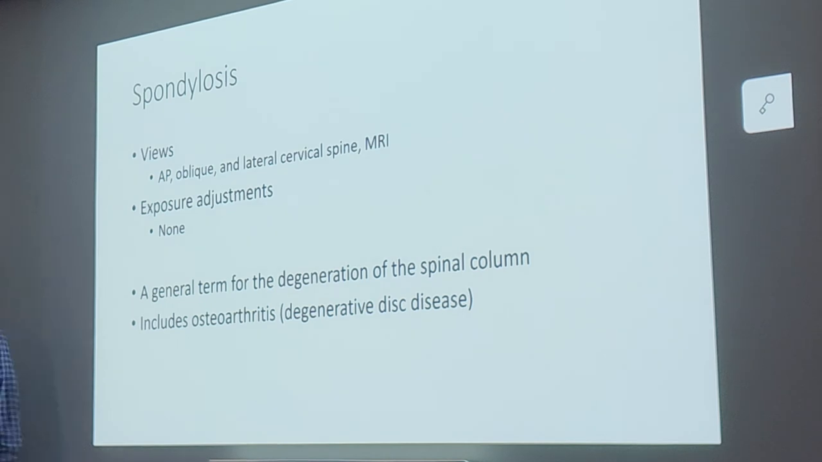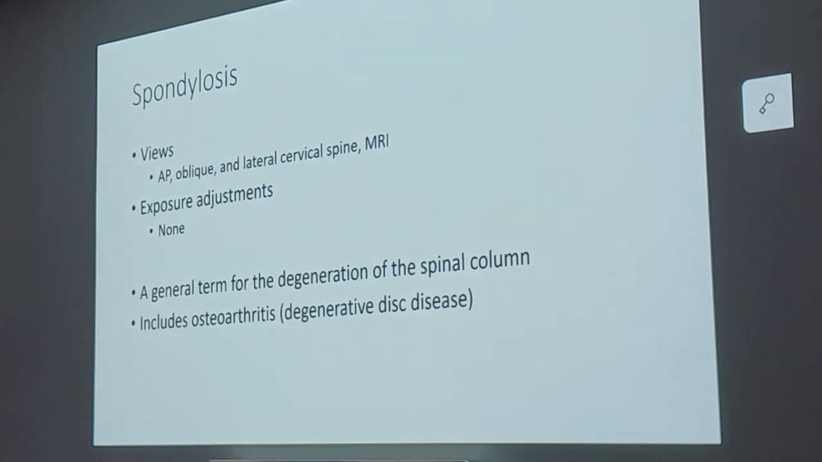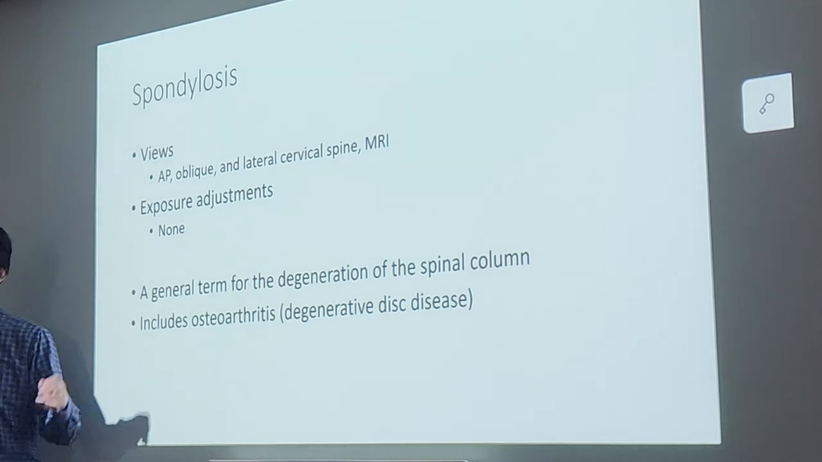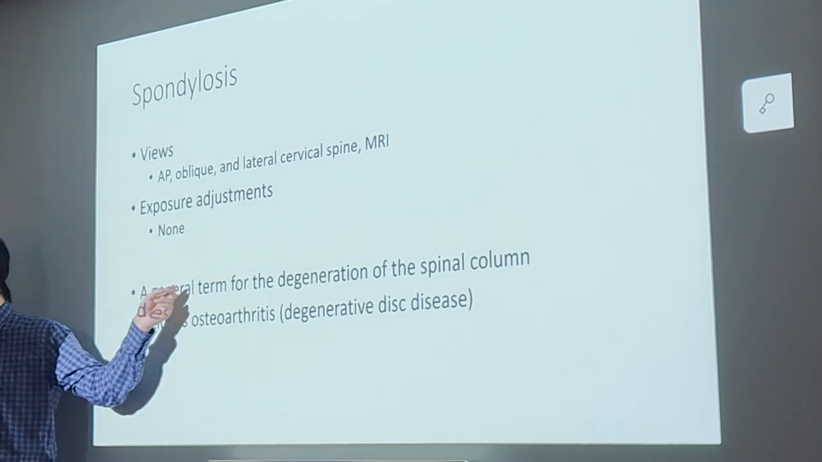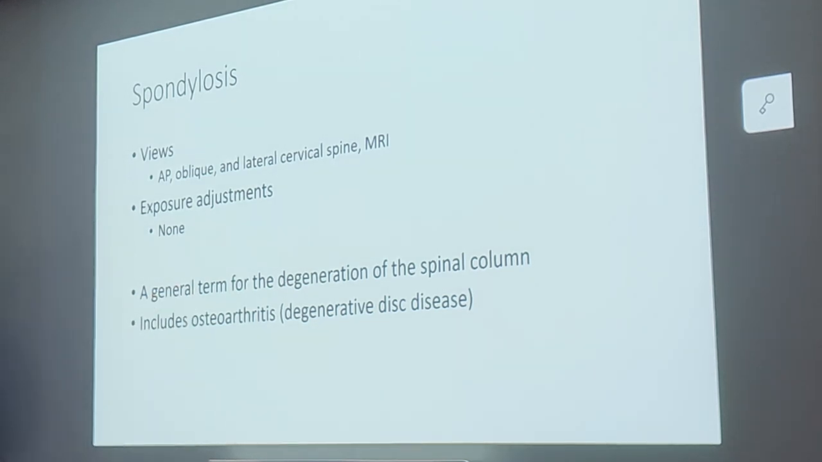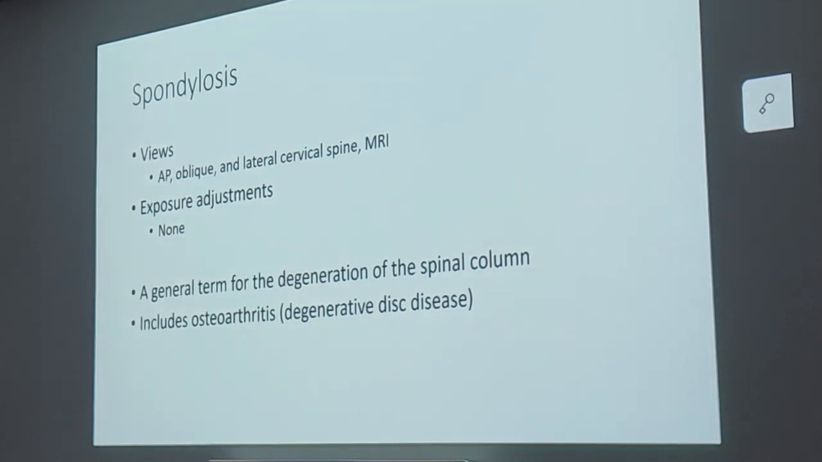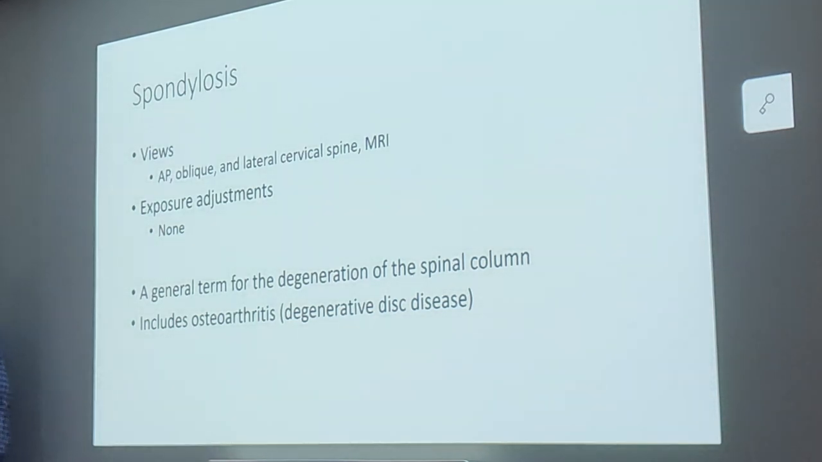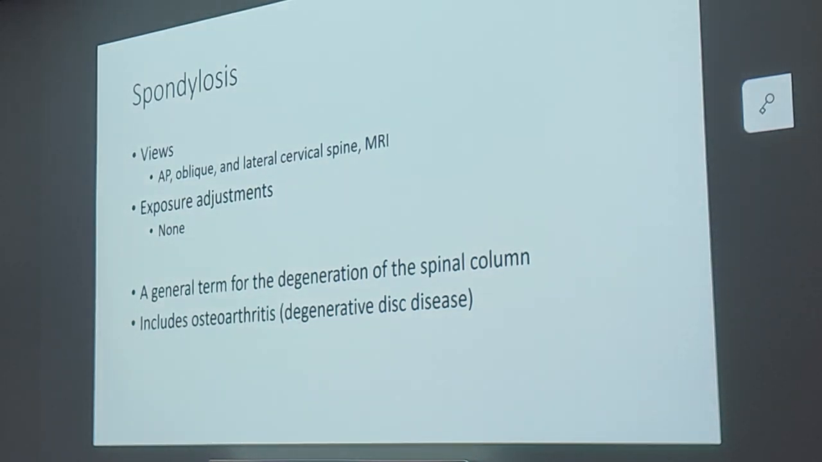And the final one, spondylosis. This one is different from the other two. This is just a general degeneration of the spinal column. Something like osteoarthritis falls under the category of spondylosis. So spondylosis, degeneration of the spinal column. It's an umbrella term.